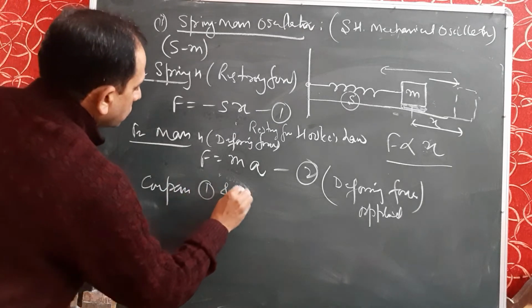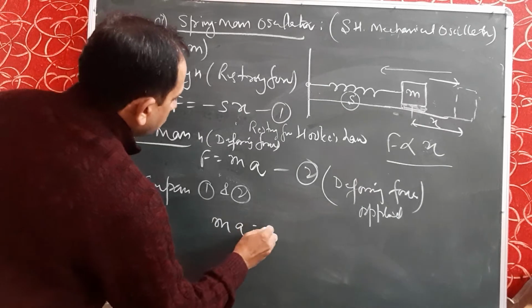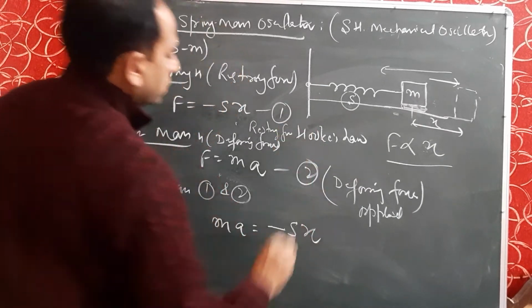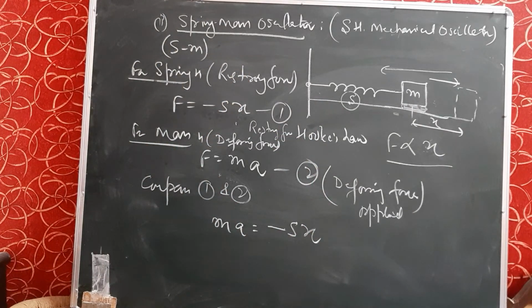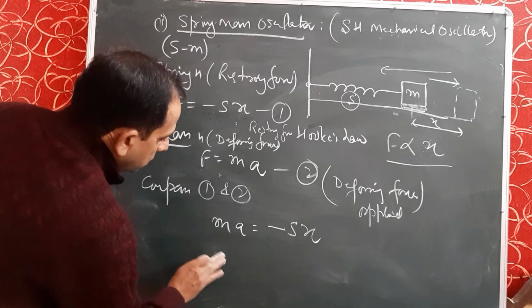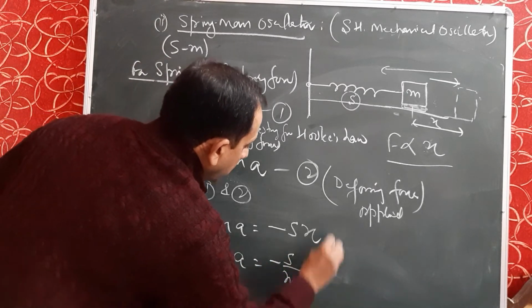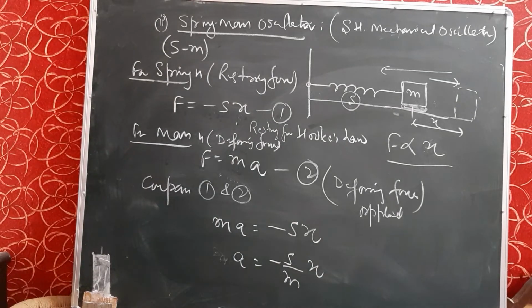Now, compare these two forces, equation number 1 and 2. You will get ma is equal to minus Sx. I am writing the displacement as x. So what is a? a becomes minus S upon m into x. Is it clear?